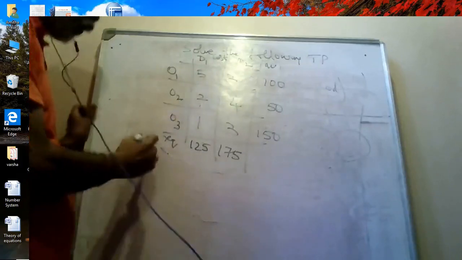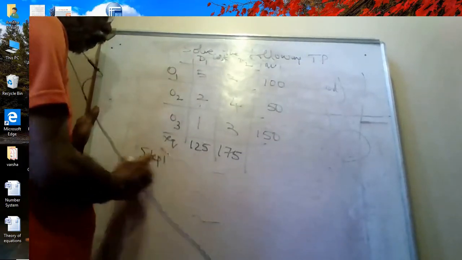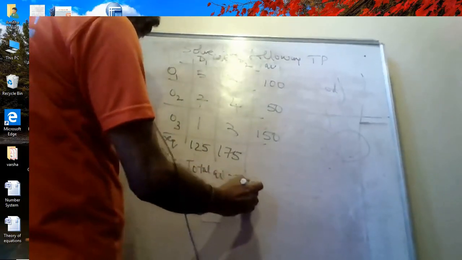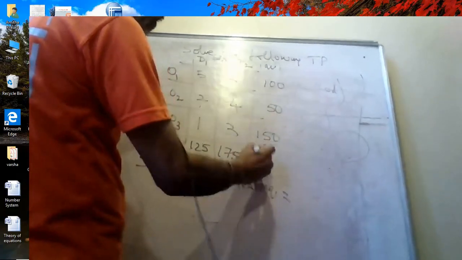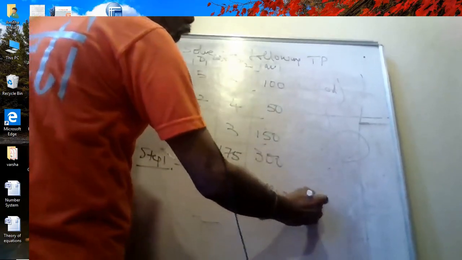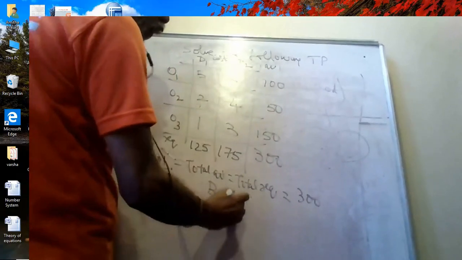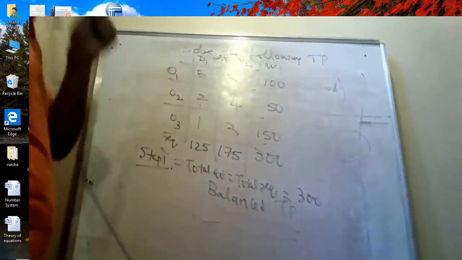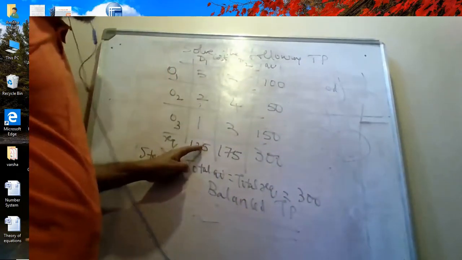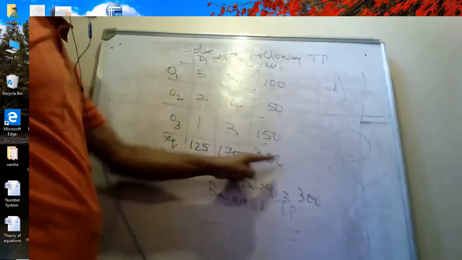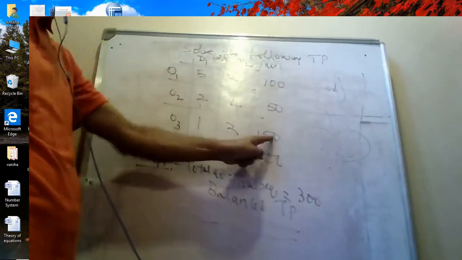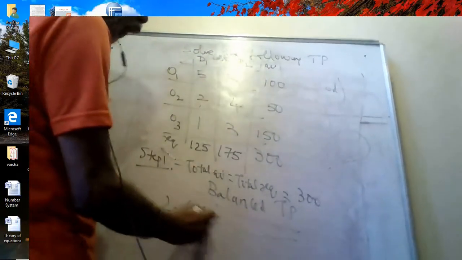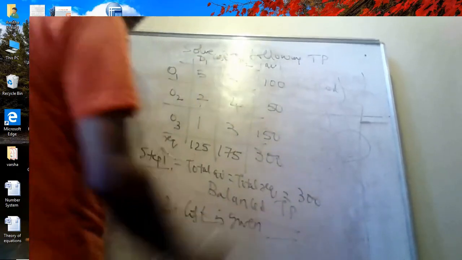So first step, we should check: total availability should be equal to total requirement. It is 300, so it is balanced. So it's a balanced transportation problem. You can see here, 125 plus 175 is 300. 150 plus 150 is 300. Next, cost is given, so no problem.